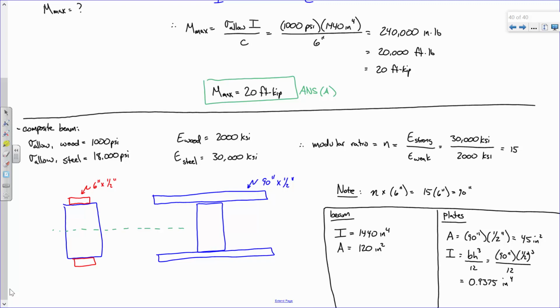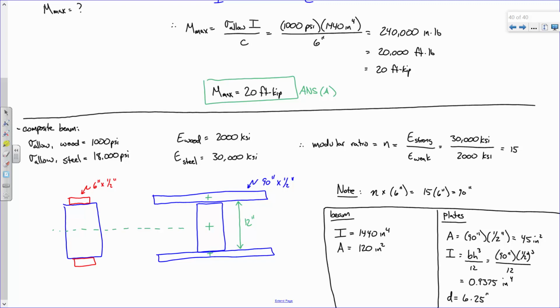So let's take the plates first. I would propose that that is where the centroid of the whole thing is, right? And here's the centroid of those plates. What is that distance? How far is it from here to there? Remember that this total height, this distance, is 12 inches. That's going to be 6.25 inches. Is everybody okay with that? That's not bad, right?